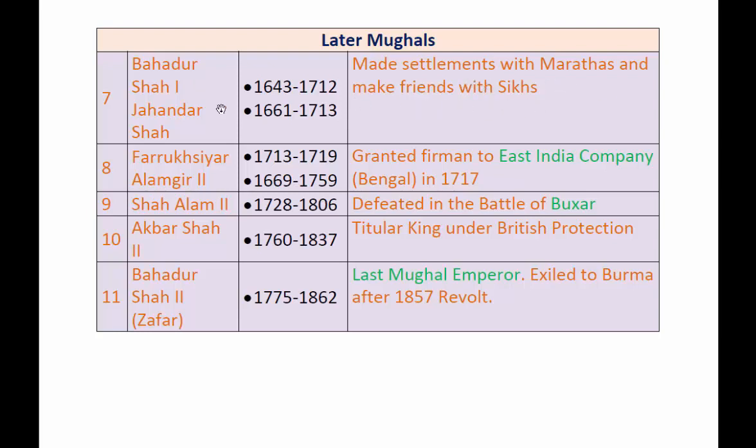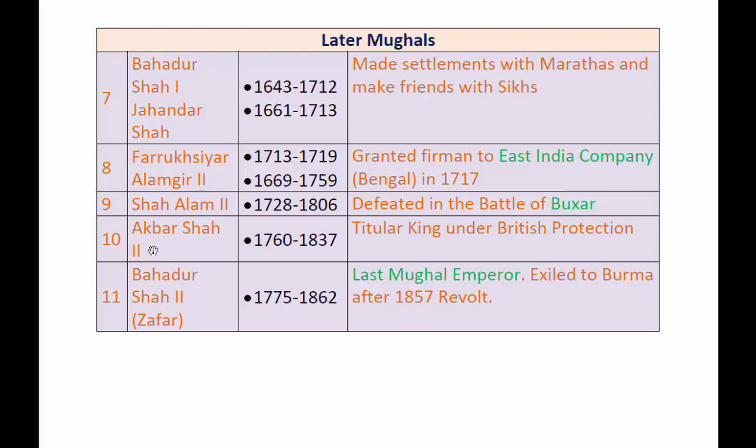We also have Jahandar Shah. He ruled from 1661 to 1713. These were the two Mughal rulers that came after the death of Aurangzeb. And another one whose name was Farrukh Siyar. This was the Mughal emperor who granted a firman to the East India Company in Bengal in 1717.